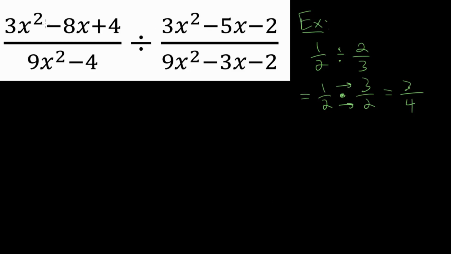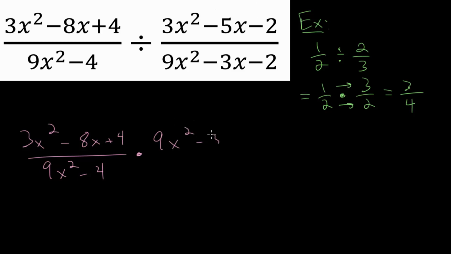Now we can start by just rewriting this first one. We keep that one the same, so we'll write 3x squared minus 8x plus 4, all divided by 9x squared minus 4. And we change this to multiplication, and then we flip this second fraction. So now we have 9x squared minus 3x minus 2, and all of this is divided by 3x squared minus 5x minus 2.